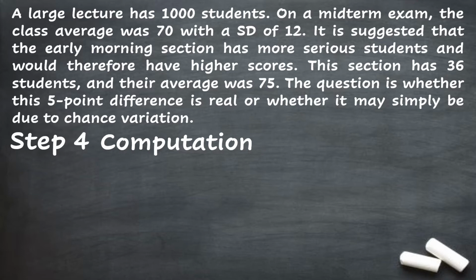We will now proceed with the second sentence. On a midterm exam, the class average was 70 with a standard deviation of 12. Since we don't have any synonymous terms for sample, or the term sample itself, in this given sentence, meaning to say they are referring to the population. So the average, that is 70, is the population mean, and the SD of 12 is the population standard deviation.